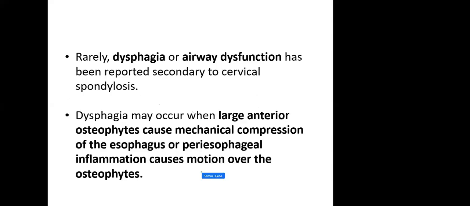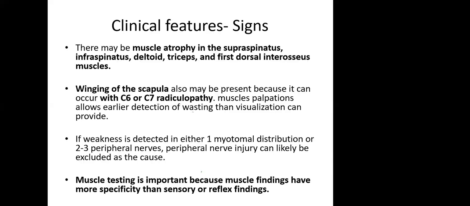Rarely, dysphagia or airway dysfunction may occur, and it's been found to be a result of a large anterior osteophyte that causes mechanical compression of the esophagus or periesophageal inflammation. Muscle atrophy can occur in the supraspinatus, infraspinatus, deltoid, triceps, and first dorsal interosseous muscle. Winging of the scapula can occur, especially with C6 or C7 radiculopathy.